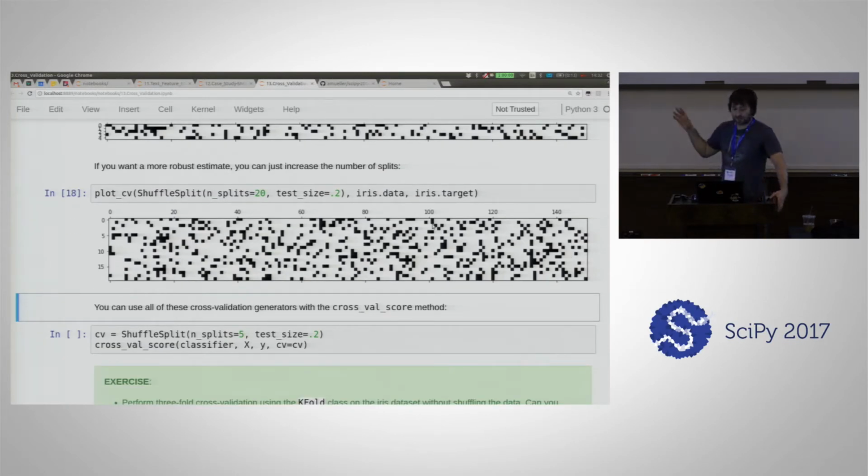This is nice because it decouples the size of the test set from the number of repetitions. But it also means that not all the data points are in a test set the same number of times. So for that reason, I prefer repeated KFold cross-validation. In repeated KFold cross-validation, I do KFold, and then I shuffle the data and do KFold again multiple times.